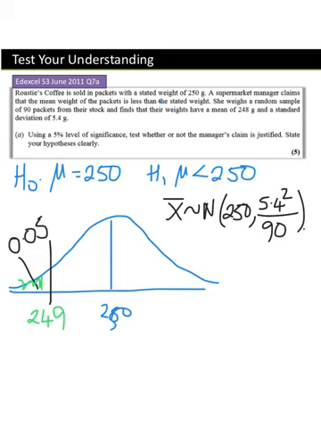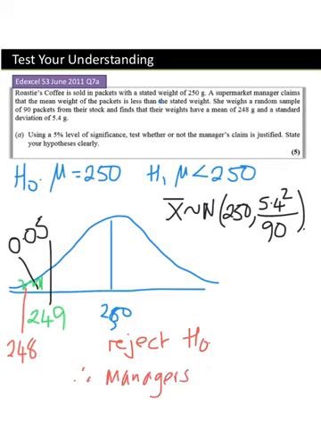Right, so testing at the 5% level of significance, her sample had a mean weight of 248 grams and a standard deviation of 5.4. So testing at the 5% level of significance, we can see that 248 is in the critical region. So we can say that there is sufficient evidence to reject the null hypothesis, and therefore the manager's claim is justified. So again, referring to the context of the question.